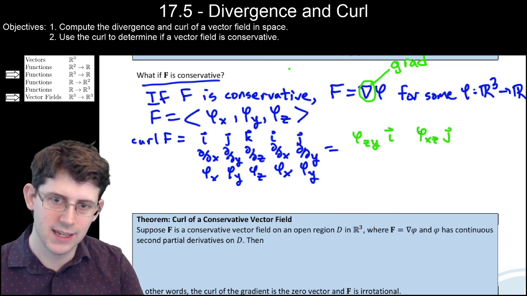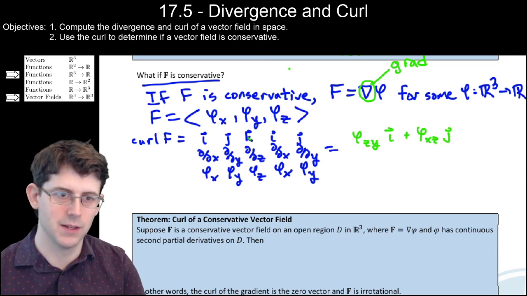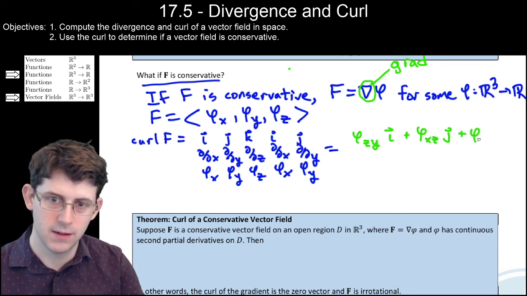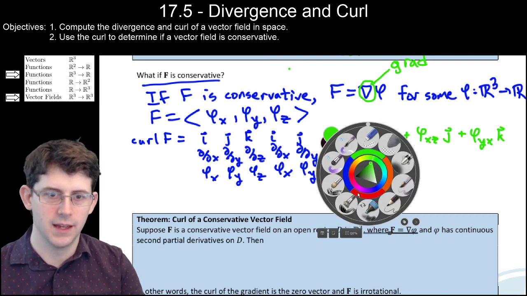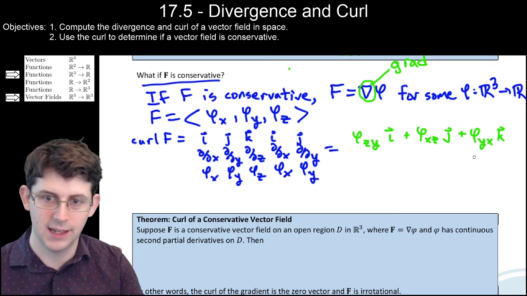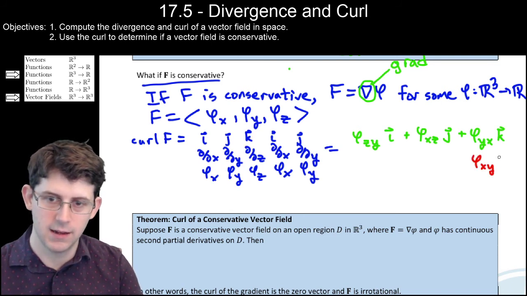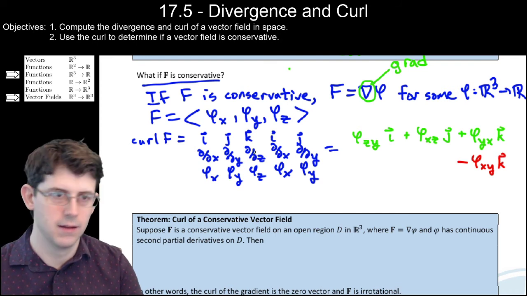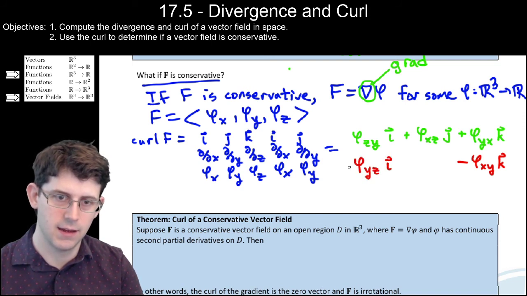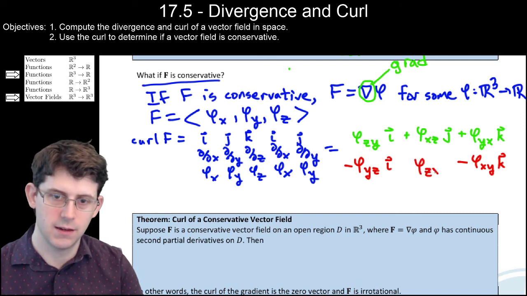You shouldn't notice anything interesting going on yet, but I promise something really, really weird happens. Phi y, but take the x partial in the k slot. And then when we go backwards, I get phi x, but take the y partial in the k slot. Phi y, but take the z partial in the i slot. And phi z, but take the x partial in the j slot.